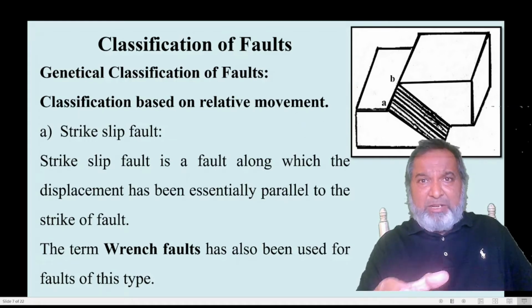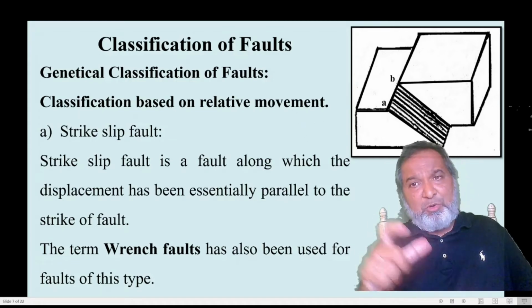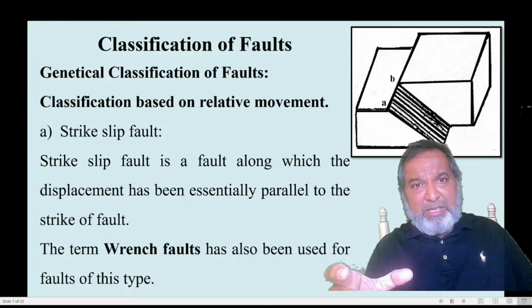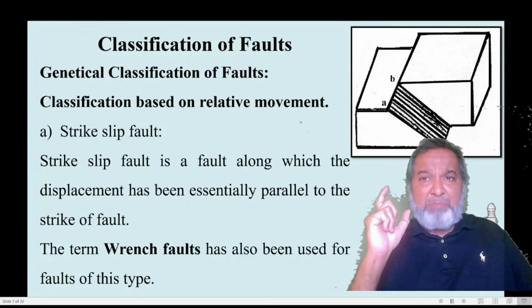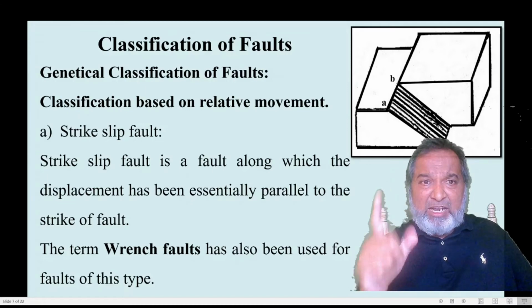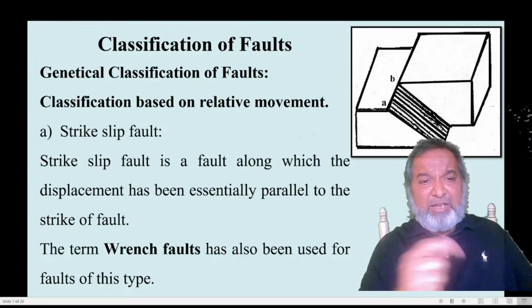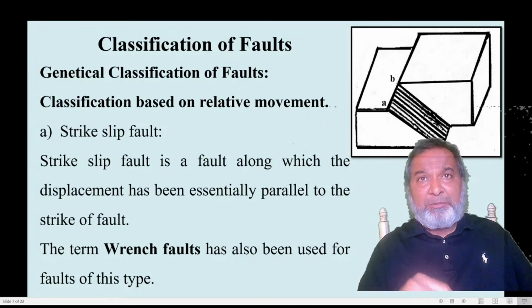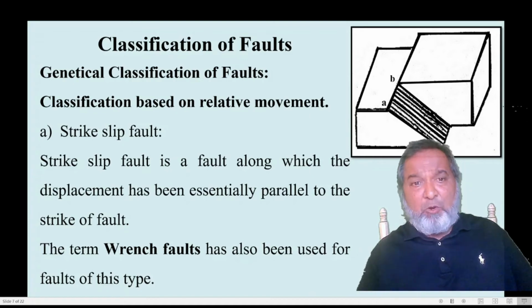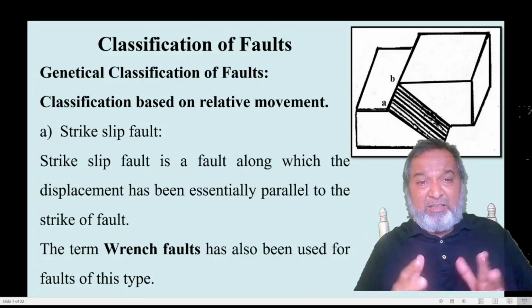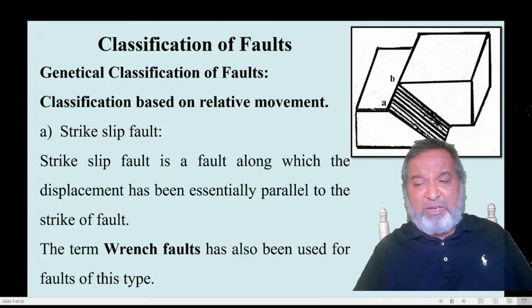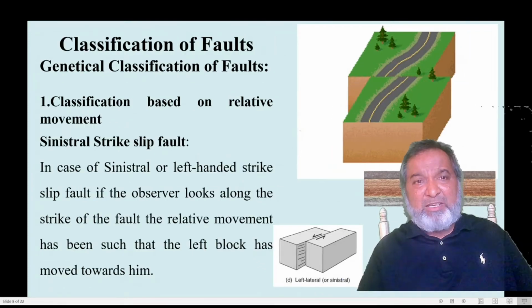Displacement has taken place parallel to the strike. So that total displacement AB will be called the net slip, and it is parallel to the strike. So it is called a strike slip fault. Coming to the next one, this strike slip fault is also called the wrench fault. This term will also be used, the wrench fault.